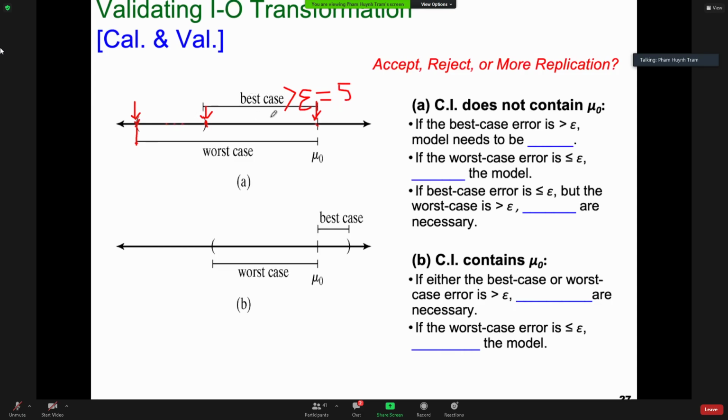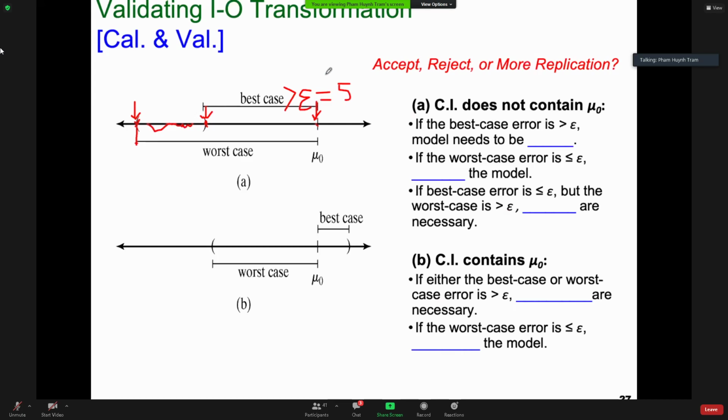Right, the best case is the smallest error that we have, right? If the best case is larger than epsilon, then for sure other cases are also larger than epsilon. Right, that's right. You gave the correct answer, Phương. The best case, the smallest error we have, is already larger than 5 minutes. Then for sure the other cases that we have here, including the worst case, will be larger than epsilon.